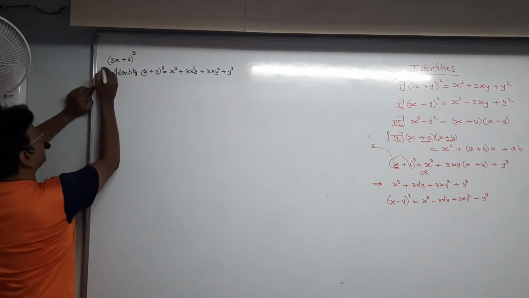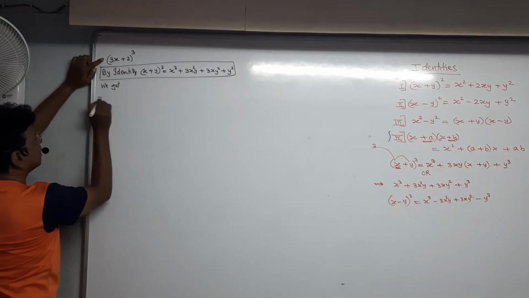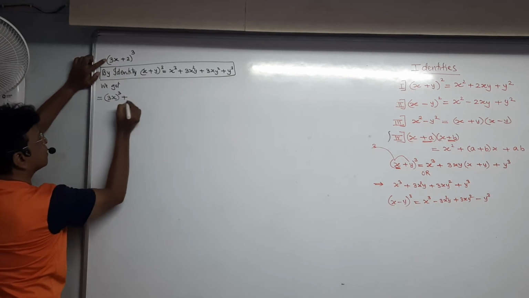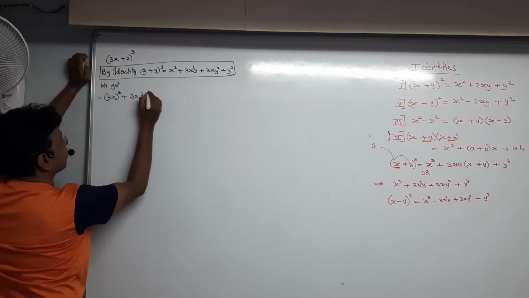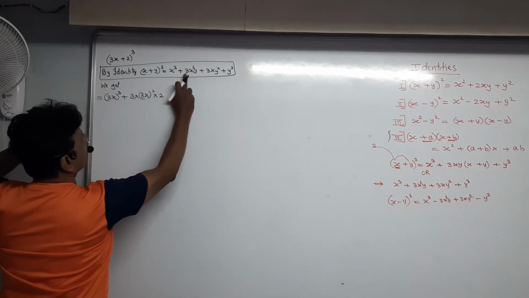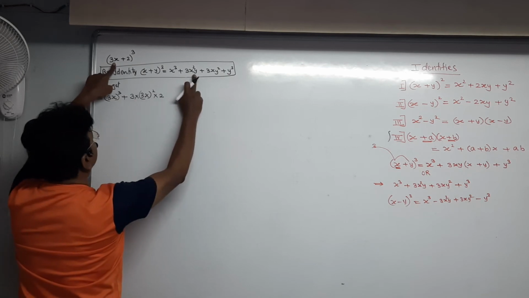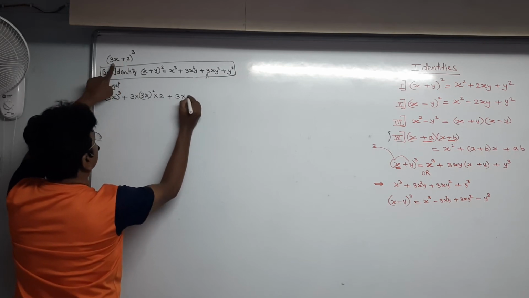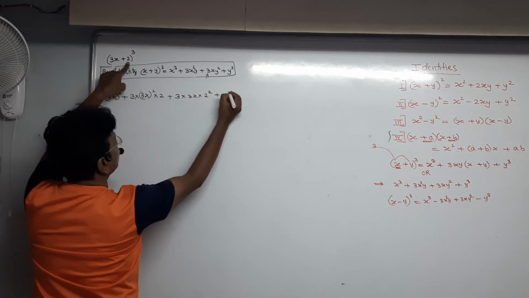So if I apply this, what do we get over here? (3x) the whole cube plus 3 will come from outside into the square of 3x into 2, that is 3 into x square y, 3 will come from outside into the first term 3x the whole square into the second term 2, again plus 3 will come from outside, first term 3x multiplied by 2 square, plus y cube is 2 cube.